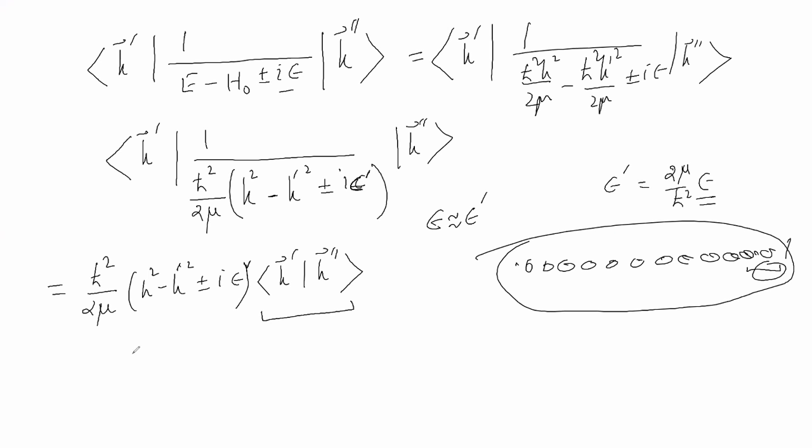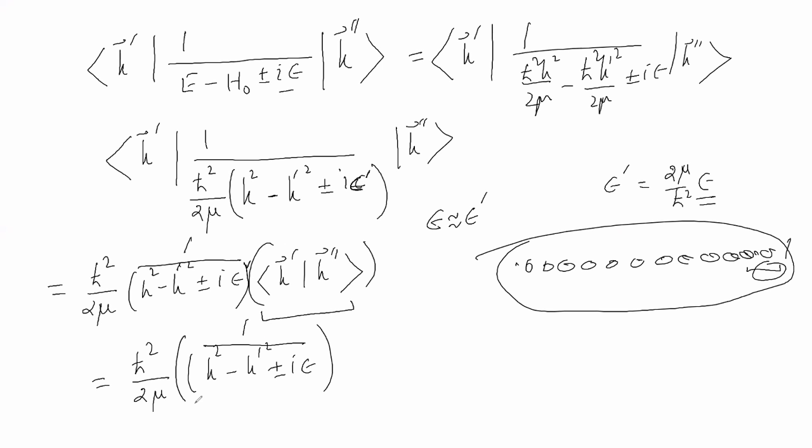And we have written this K prime K double prime as K square minus K prime, sorry, this should be in the denominator. I'm very sorry. Plus minus, this is in the numerator. Plus minus i epsilon. And what is this? This is nothing but delta cube K prime minus K double prime.